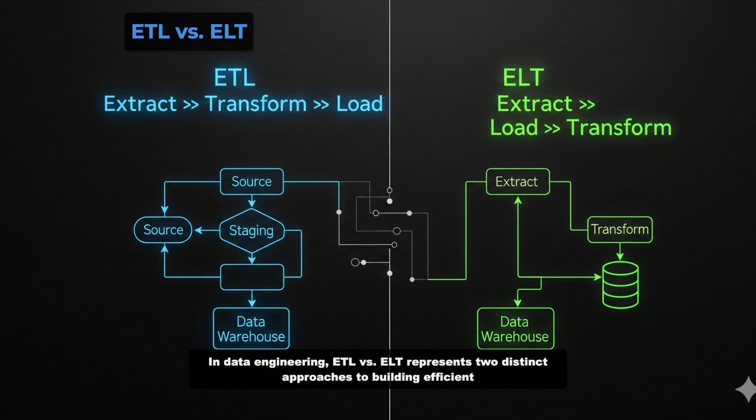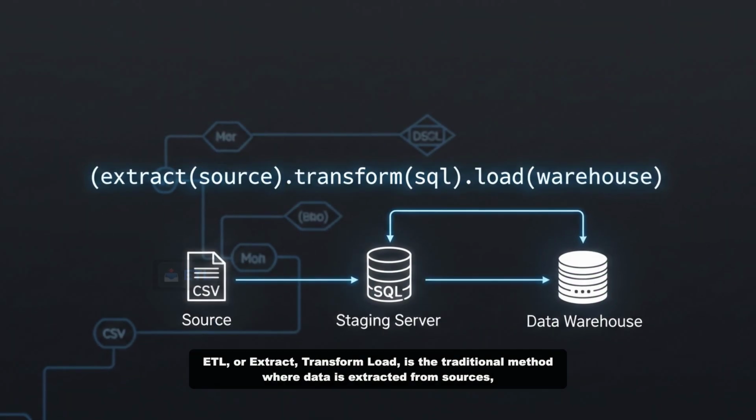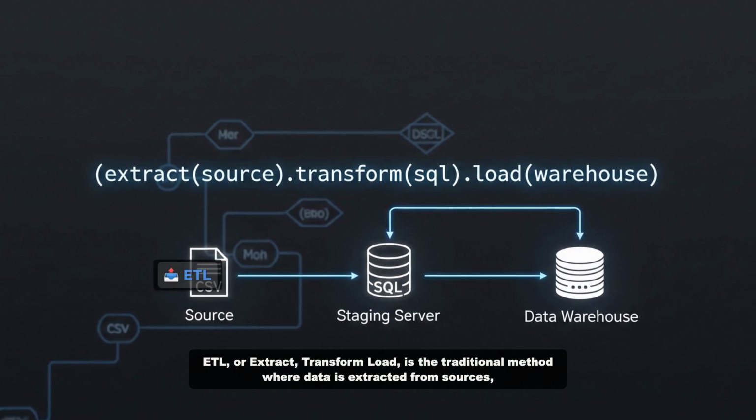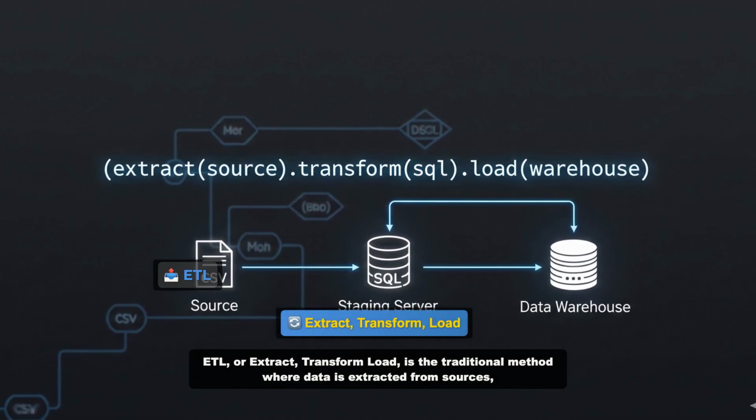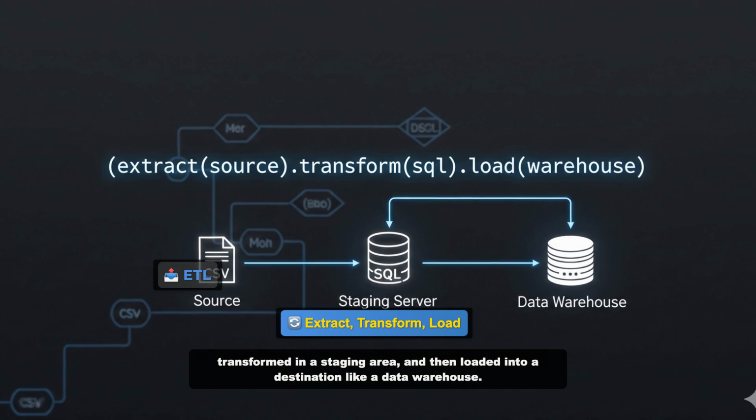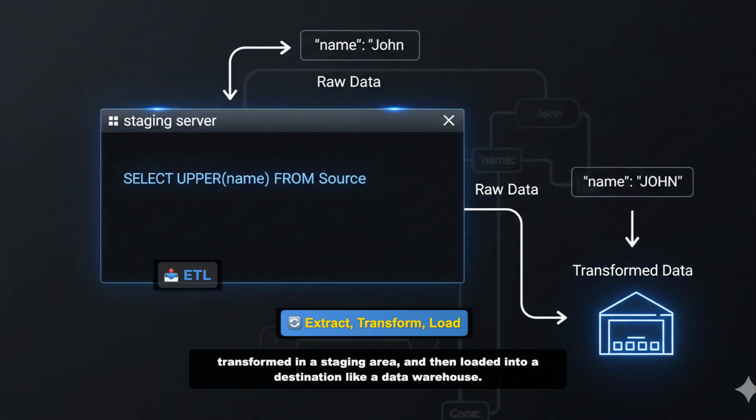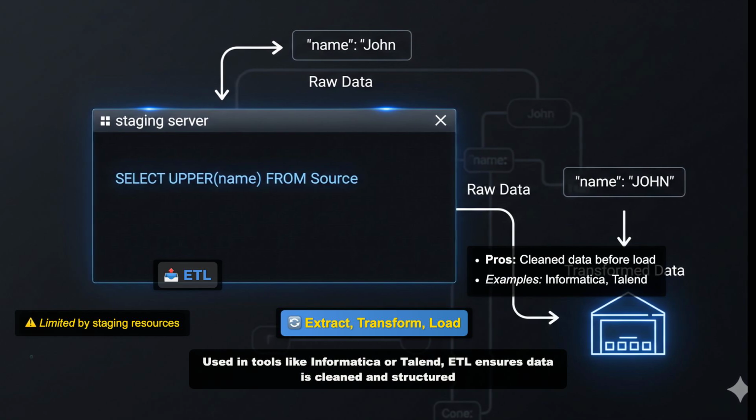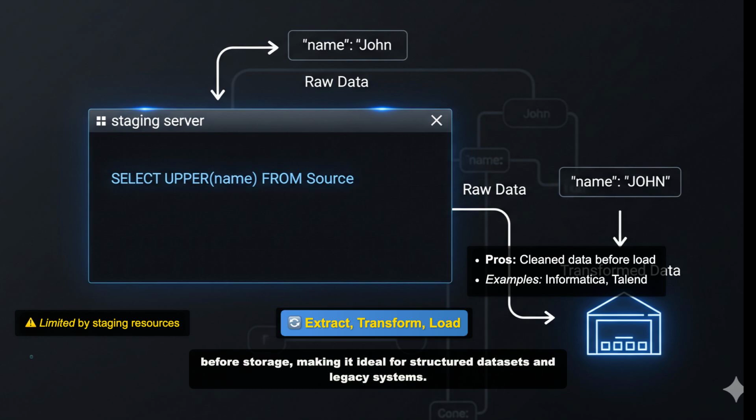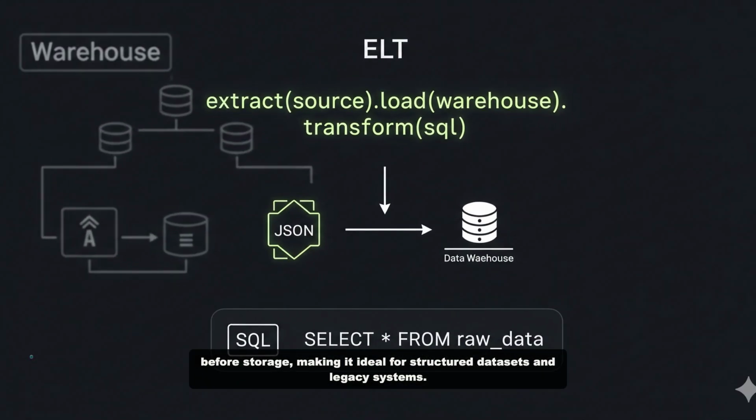In data engineering, ETL versus ELT represents two distinct approaches to building efficient data pipelines for analytics and processing. ETL, or extract, transform, load, is the traditional method where data is extracted from sources, transformed in a staging area, and then loaded into a destination like a data warehouse. Used in tools like Informatica or Talend, ETL ensures data is cleaned and structured before storage, making it ideal for structured datasets and legacy systems.